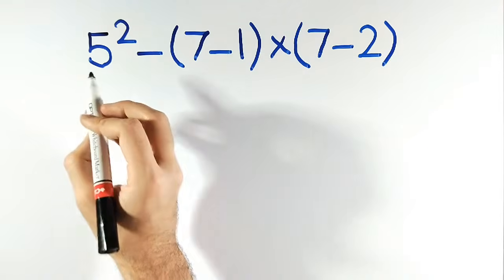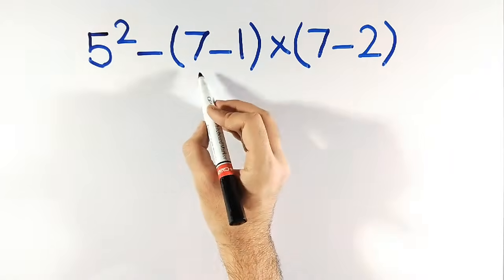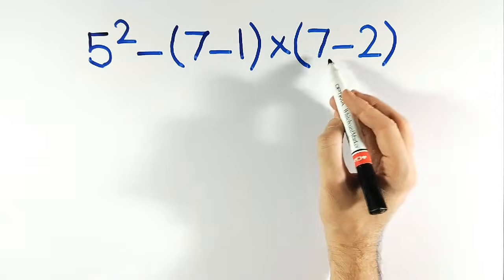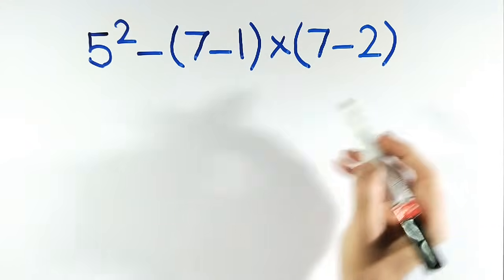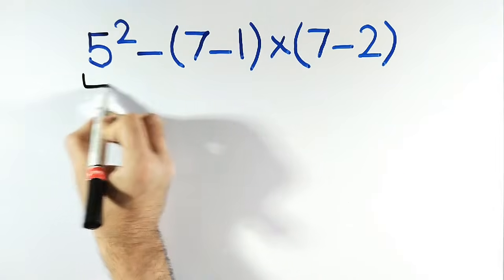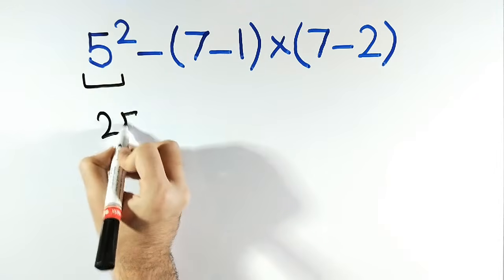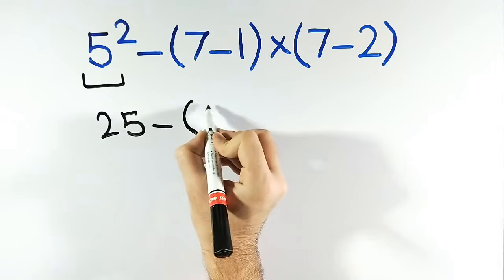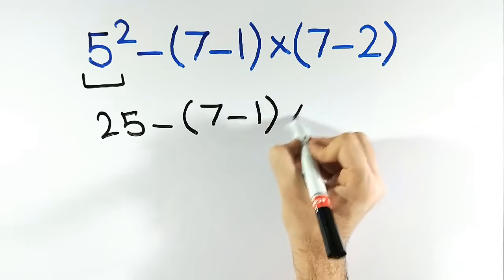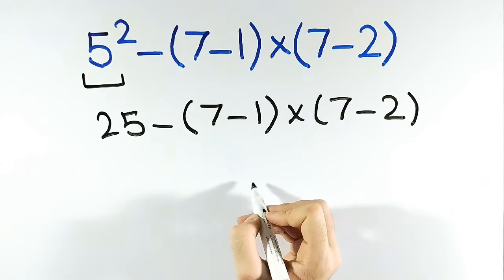What is the value of the expression 5 squared minus (7 minus 1) and multiplied by 7 minus 2 inside the parenthesis? Many people, when solving this question, first go for the exponent, and instead of this expression, they write 25 minus (7 minus 1) and multiplied by 7 minus 2 inside the parenthesis.